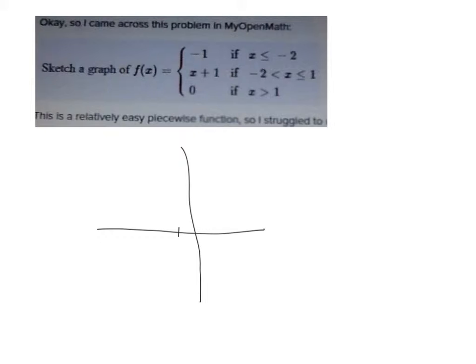Something I'll do when I'm graphing these is put the dividing lines in. My dividing line for this piece is at -2, and my dividing line for the other piece is at +1. I'll put those in just to give myself a visual on how to keep these separate. The other thing I'm noticing is that this is "equals to" also, so it includes it. When x equals -2, I'm using this part of the function.